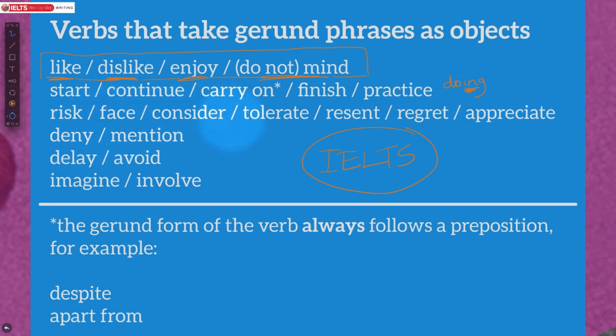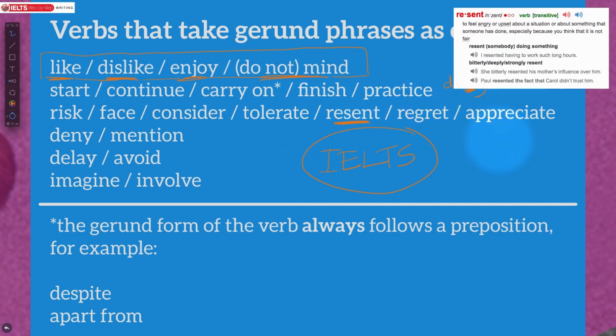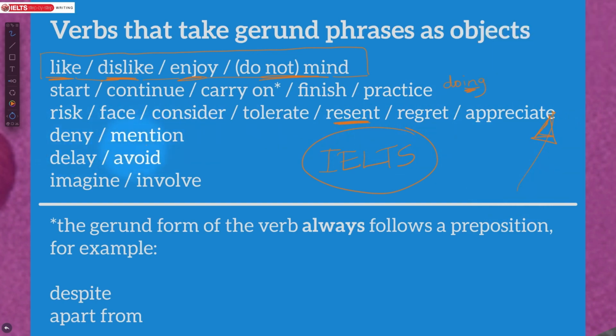Okay, risk, face, consider, tolerate, resent, reject, and appreciate. Resent maybe is a new word for you, and I'll put it up there for you to see how we use it. Deny something, mention something, delay, avoid, imagine, and involve. Okay, all of these allow you to use gerund phrases as objects in your sentences.